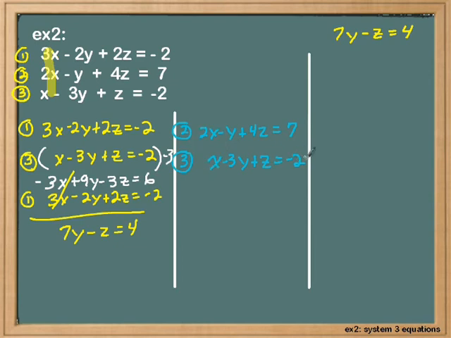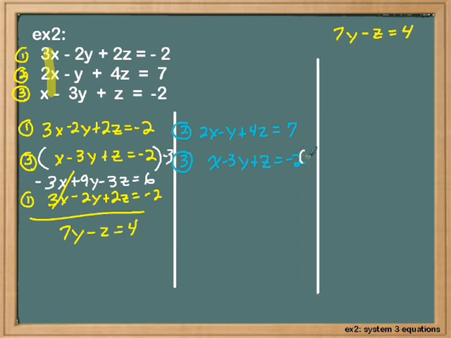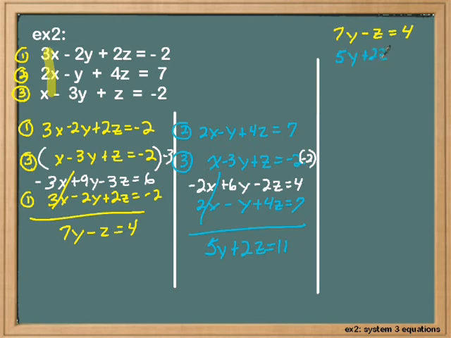So I'm going to multiply that second equation, actually it's the third equation, and I'm going to multiply that by a -2. And so -2x, positive 6y, -2z equals 4. Bringing down the blue equation, I can see now that my x's are going to eliminate, and I get 5y plus 2z equals 11. Put that up underneath the yellow one here. I now have a system of 2 equations.